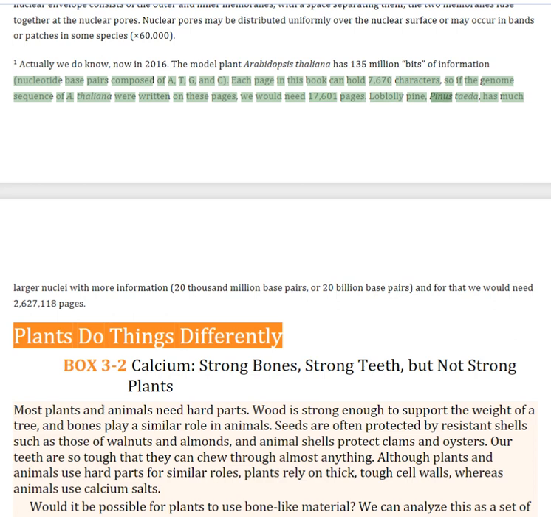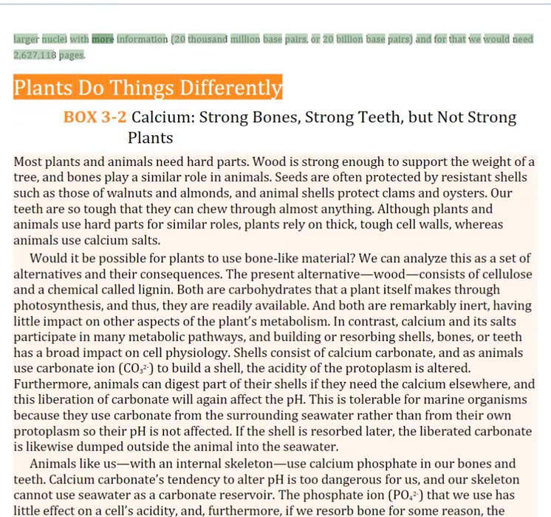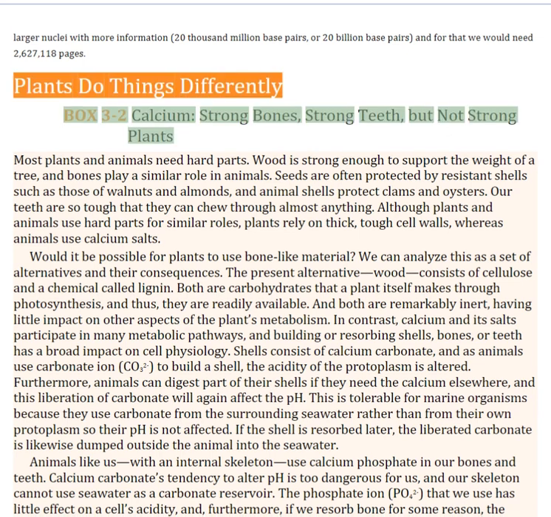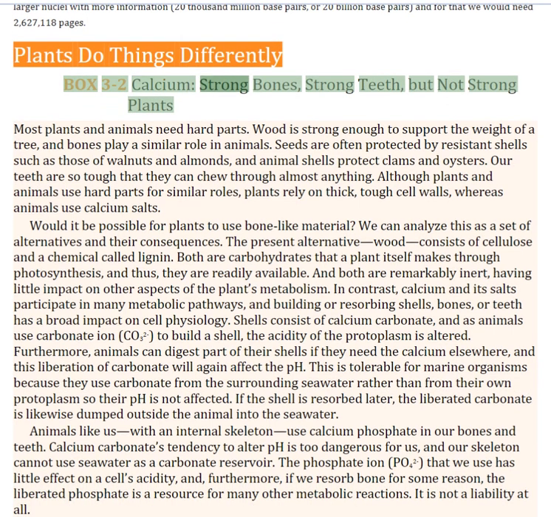Loblolly pine, Pinus taeda, has much larger nuclei with more information, and for that we would need 2,627,118 pages. Plants do things differently. Box 3-2: Calcium, strong bones, strong teeth, but not strong plants.